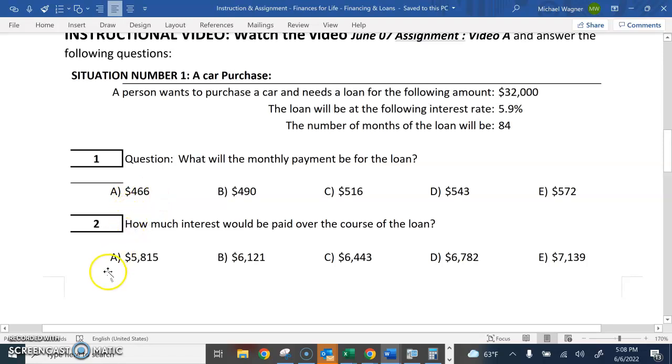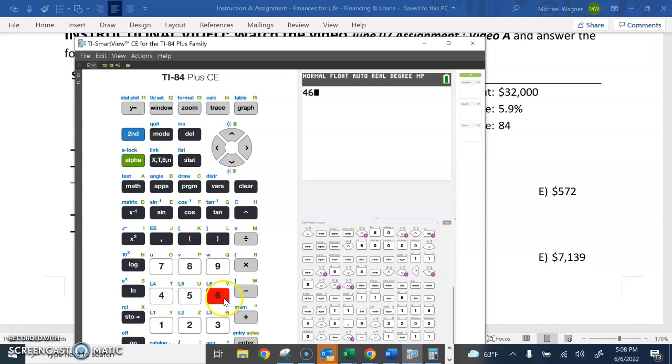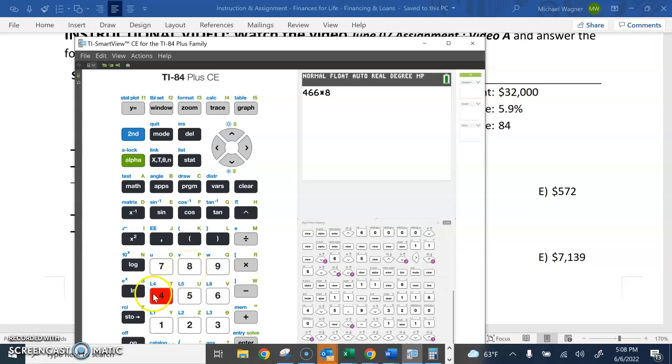$466 was the amount. So, okay, I'm going to hit clear. Well, I want to get to my calculator. So I'm going to go second, quit to get back to the regular calculator. I'm going to go 466 times, there were 84 payments, right? 84, and then enter. So that means over the entire amount, I'm going to pay $39,144. That's for everything, including the loan and the interest.